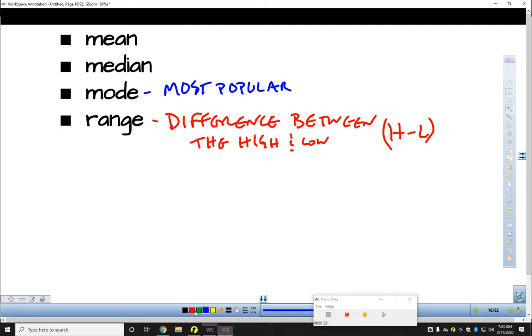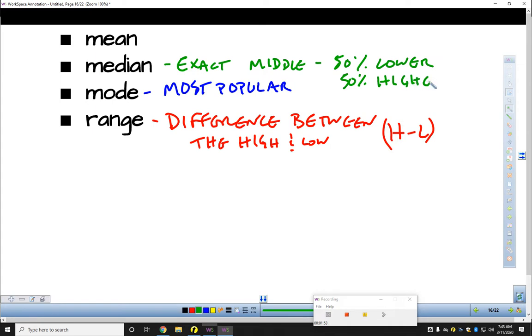The median is the exact middle, right? 50% are lower and 50% are higher. So if I lined you guys up by height, shortest to tallest, the median would be the student that is exactly in the middle, right? I would pick off a short student, and then I would pick off a tall student, and I would pick off a short student, and then a tall student, until we were left with one student in the middle. That would be the median height.